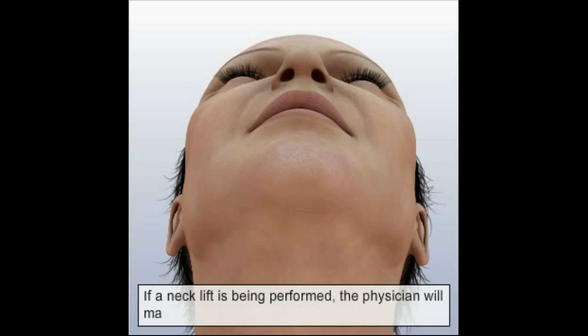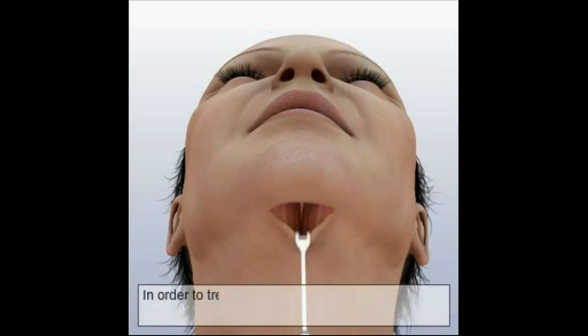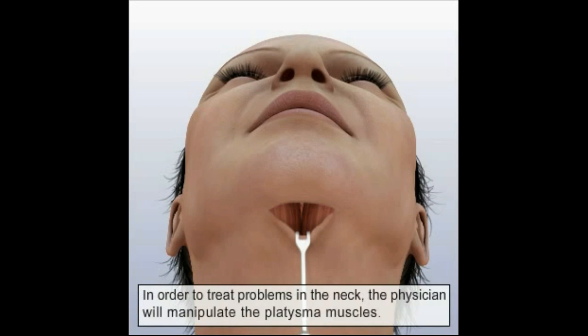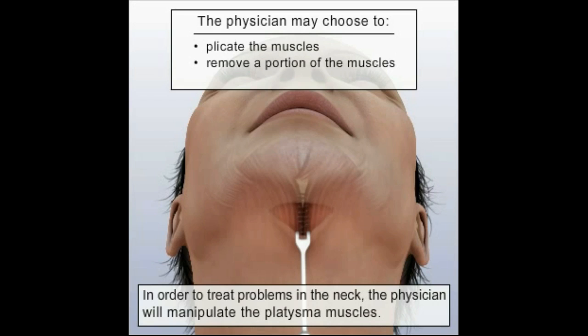If a neck lift is being performed in conjunction with your facelift, the physician will make a small incision on the underside of the chin. In some cases, the physician will manipulate the muscles in the neck, which are known as the platysma muscles. Similar to the SMAS, the physician may choose to plicate the neck muscles or remove a portion of them in order to reduce the appearance of skin laxity and banding around the neck.